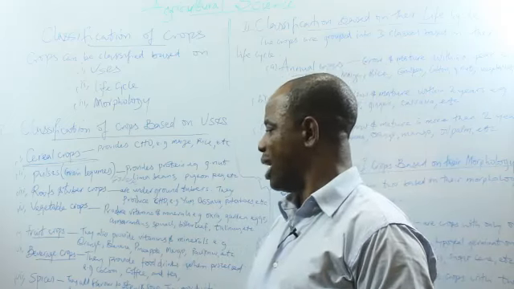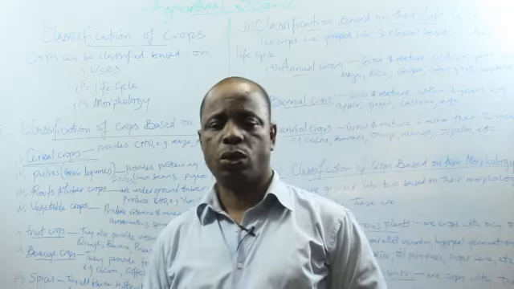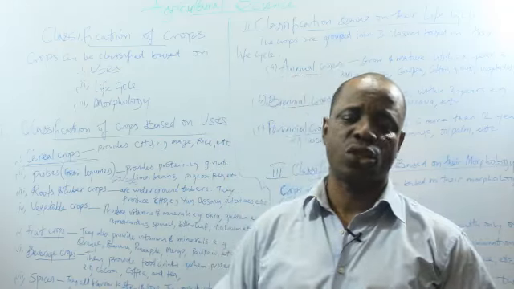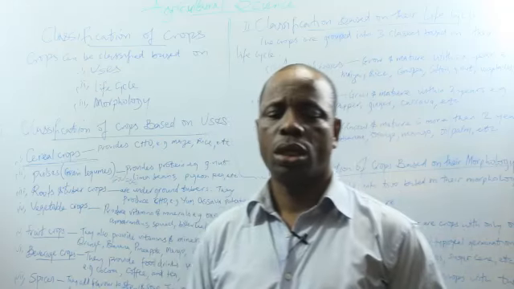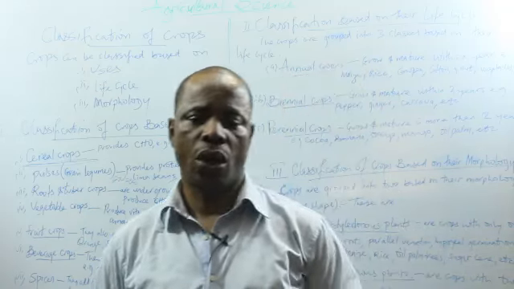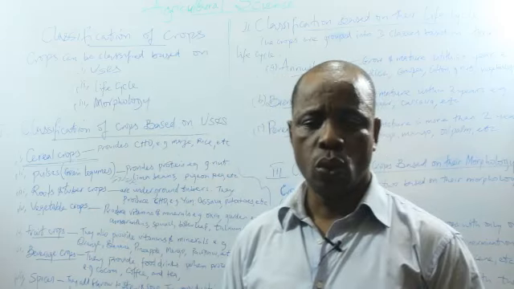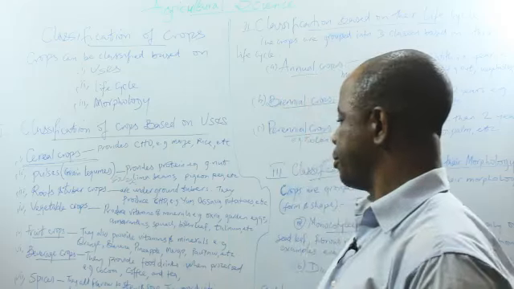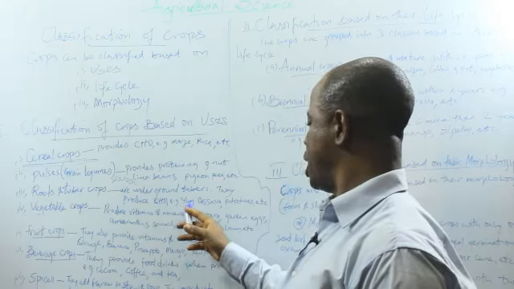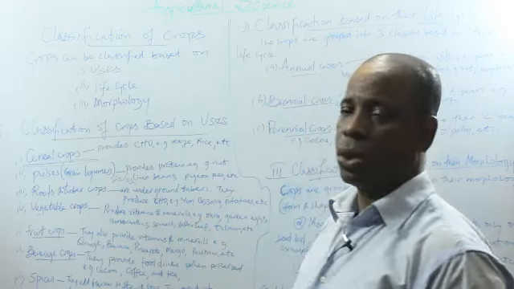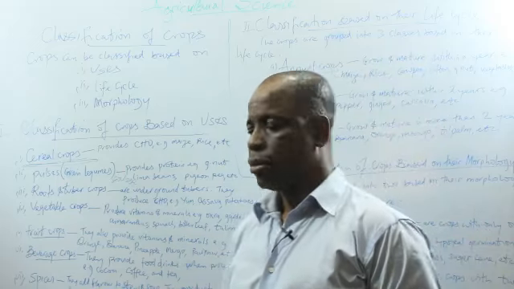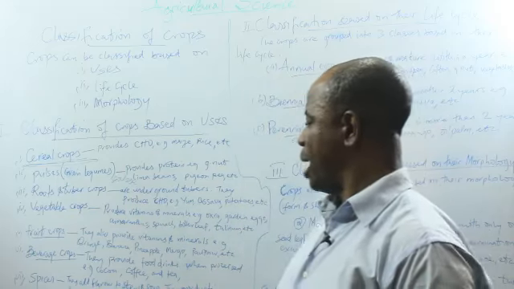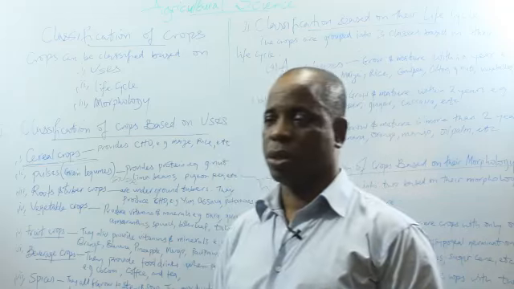Now we have the root and tuber crops. Root and tuber crops are crops with underground storage. They store their food under the soil, so we call them root and tuber crops. Examples of them are the yam, cassava, potatoes, ginger. They provide us with carbohydrate.